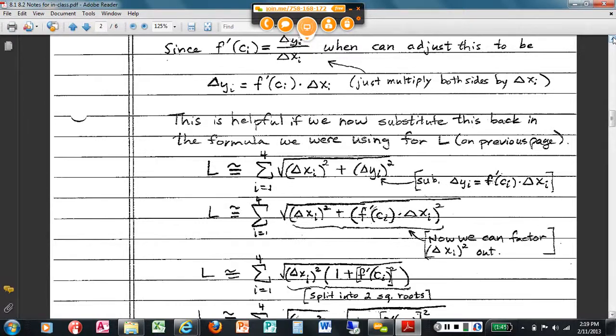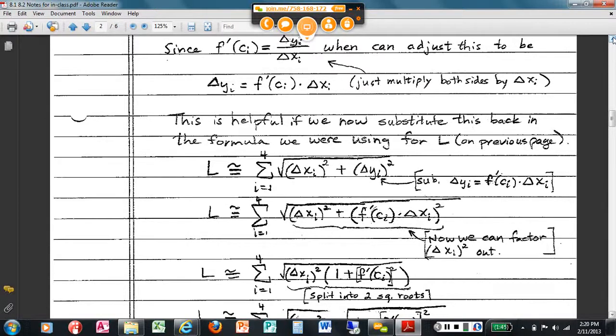So I'm back to the L approximation here. L was equal to the sum of the delta x sub I squared plus the delta y sub I squared. That was the formula we had a while ago. So now I'm going to substitute this right here for delta y sub I. That's why we went through all that. Okay? Now what? Well, can't we factor out delta x sub I squared, because there's a 1 in each one of those? Factor that out, and that leaves me delta x sub I squared times 1, plus f prime c sub I squared.